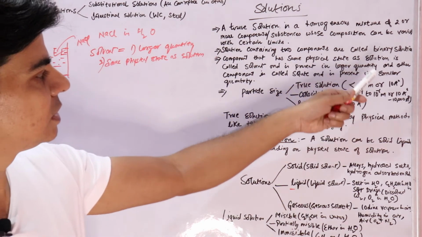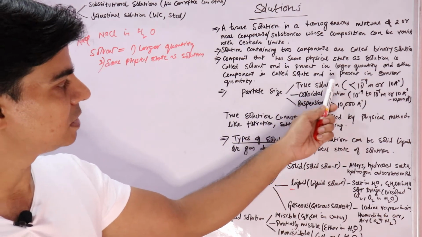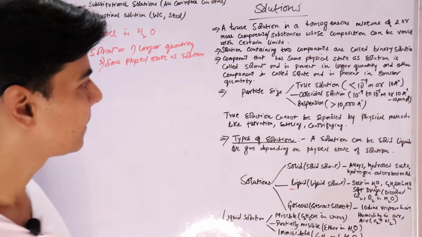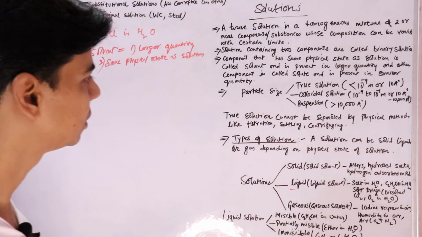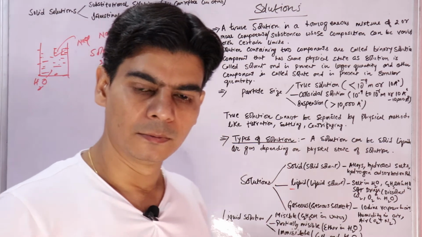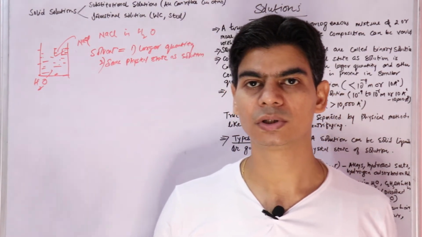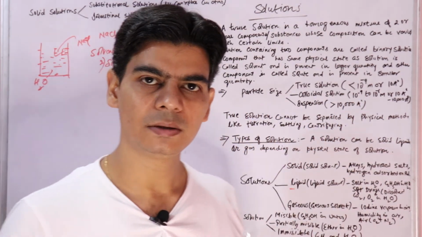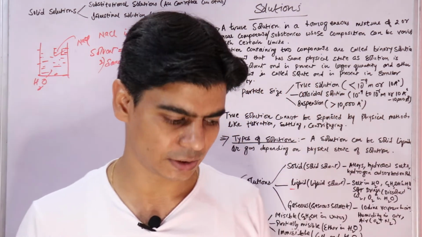The component that has the same physical state as the solution is the solvent and is present in larger quantity, right? We have discussed it over here. And the other one, which is present in smaller concentration, is a solute. Now we have types of solutions. Solutions can be a solid solution, a liquid solution and a gaseous solution. Let's first take an example of liquid solutions, which we have already done.